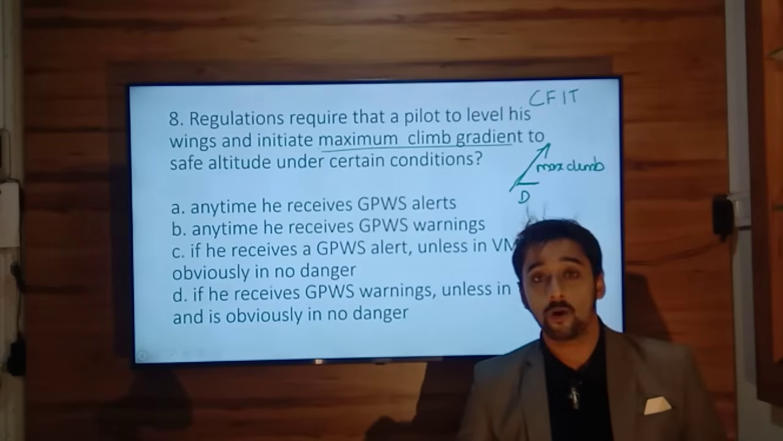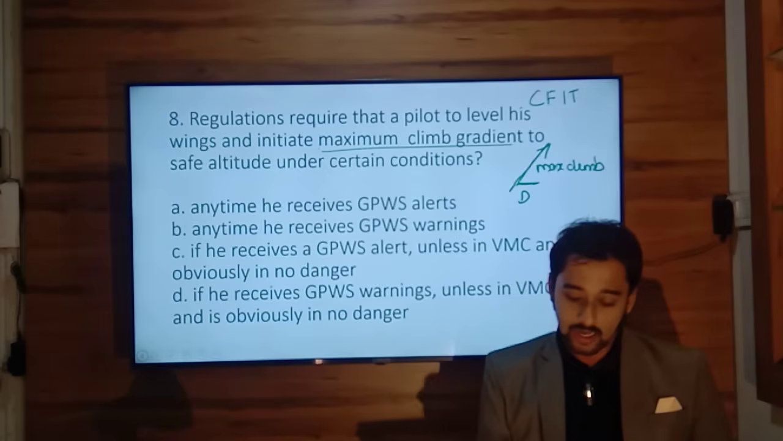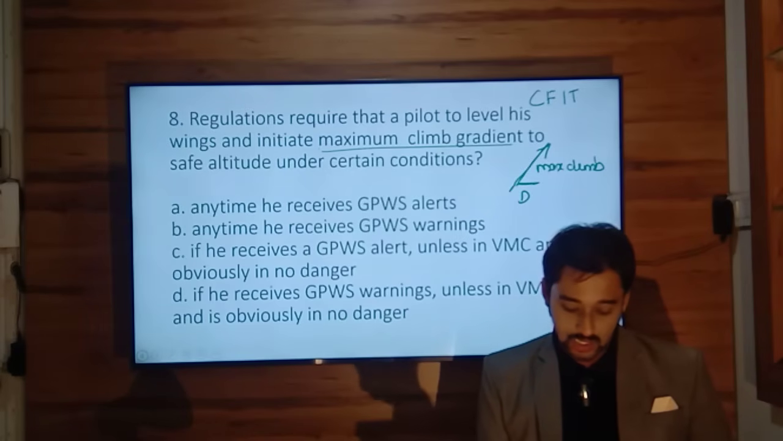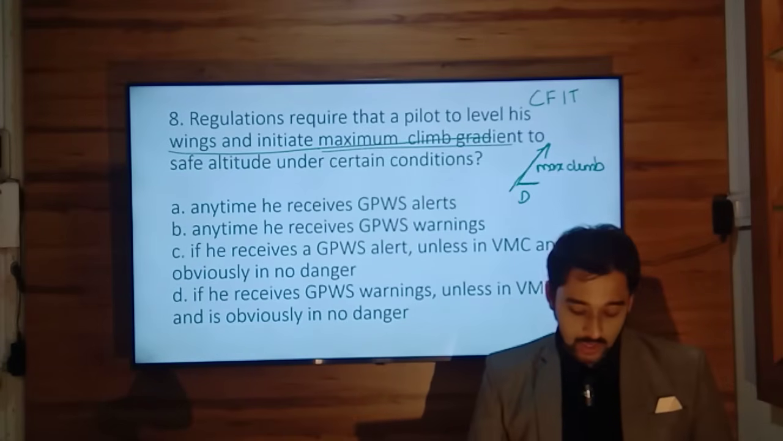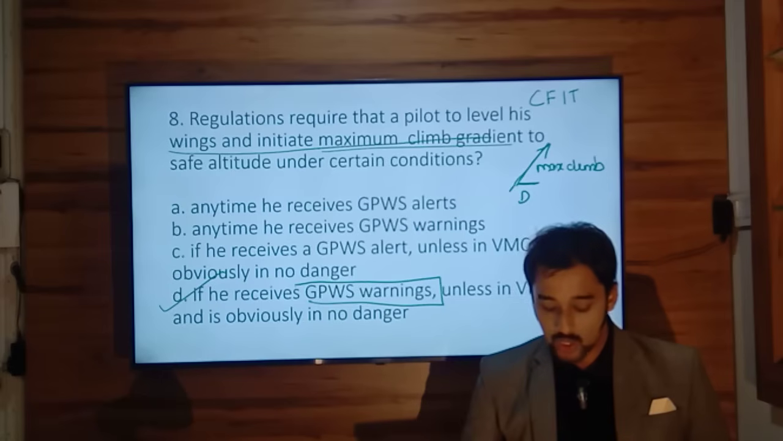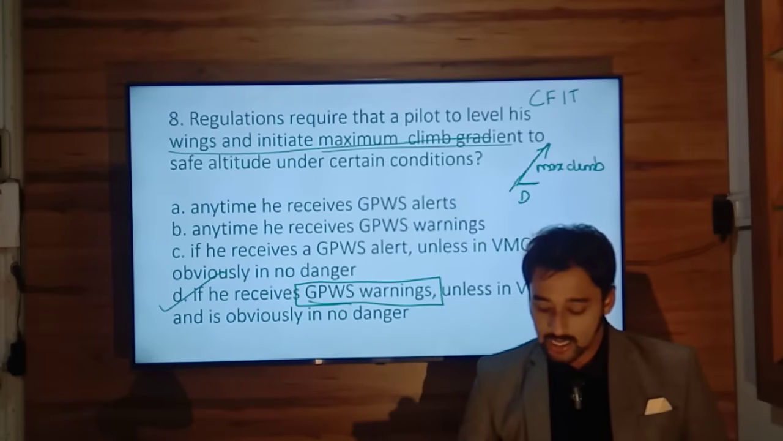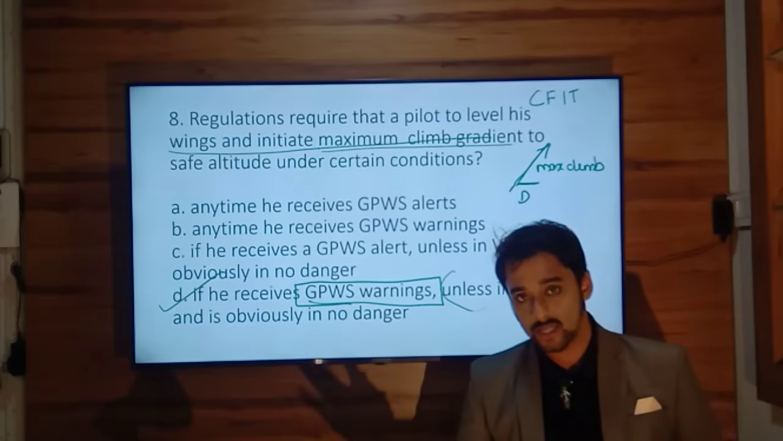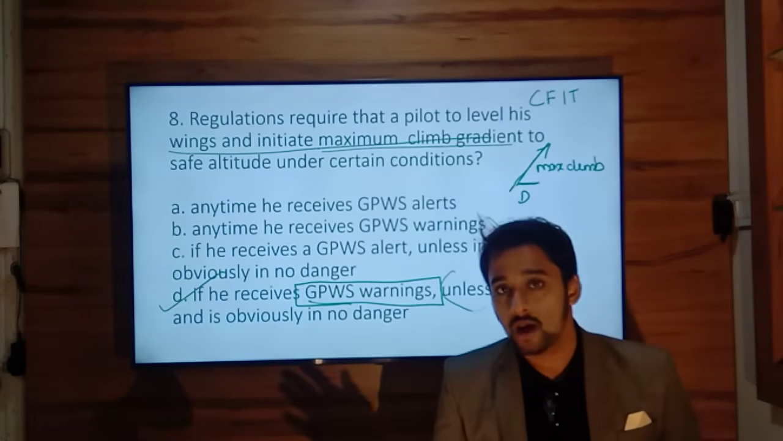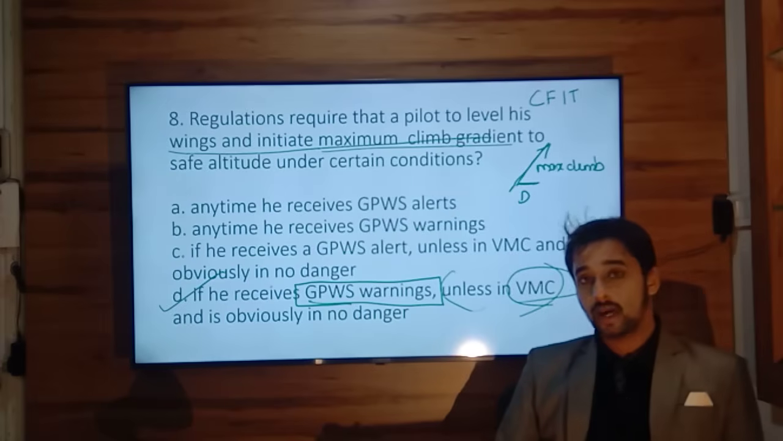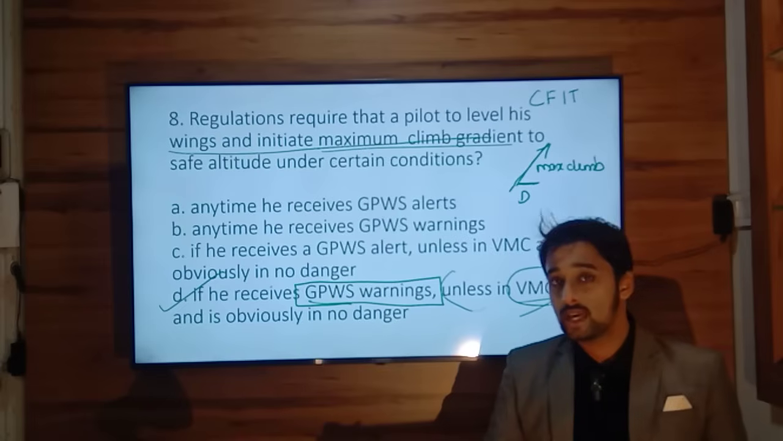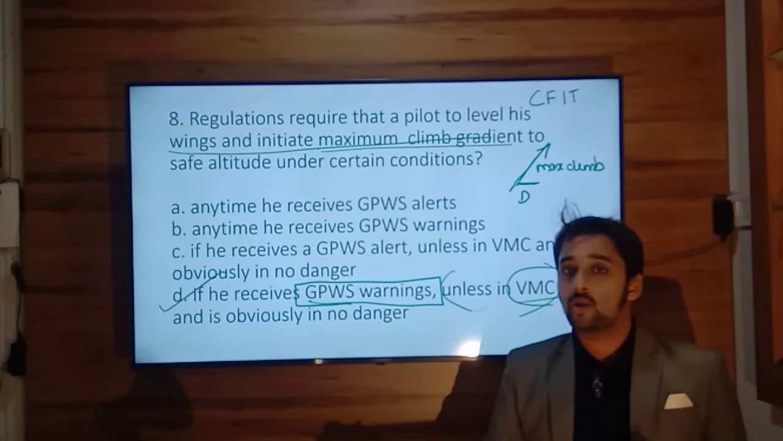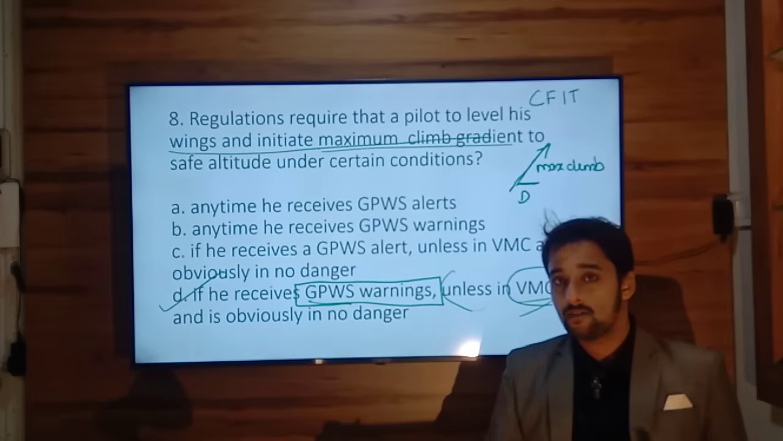So the correct option over here will be, whenever you get this, you are required to level your wings and initiate a climb gradient as soon as you receive a GPWS warning, not an alert but a warning. The exception is if you are in VMC conditions, you can look outside, visibility is good, cloud ceiling is very high, and you can make a decision. You can see whether you are actually in danger or not in danger. Then and only then can you overlook a GPWS warning. Otherwise, follow the GPWS warning strictly.